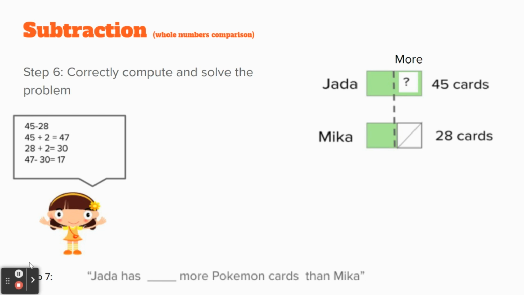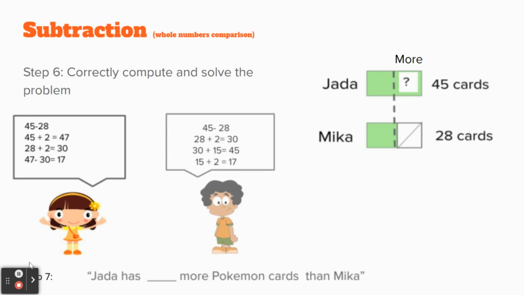Let's look at another way a student could have solved the problem. 45 minus 28, again adding 2 to 28 to make it 30, and 30 plus 15 would be 45, and 15 plus 2 is 17. So adding up from 28 to 45.